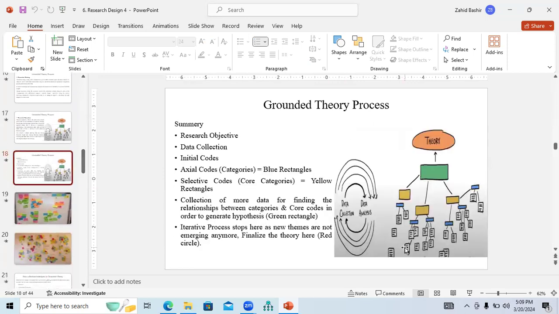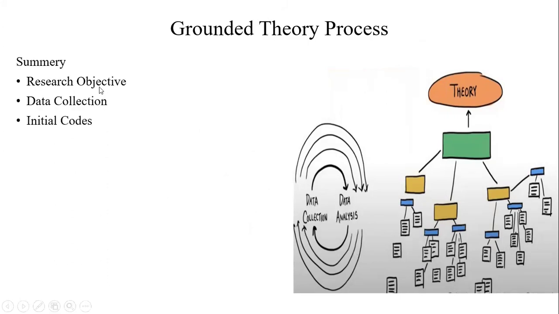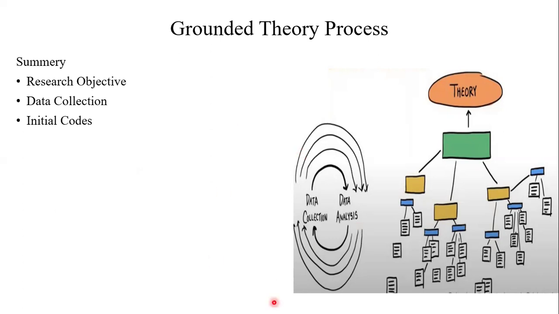So let me summarize the procedure in the last slide that I discussed yesterday. At the initial level, when you collect data, you start line by line coding, which is known as initial coding. First you need to consider your research objective. Then according to that objective, you start collecting your data. That is a very important thing in applying the grounded theory process. So first you have a research objective, then you collect data, then from line by line coding, you create initial codes like this.